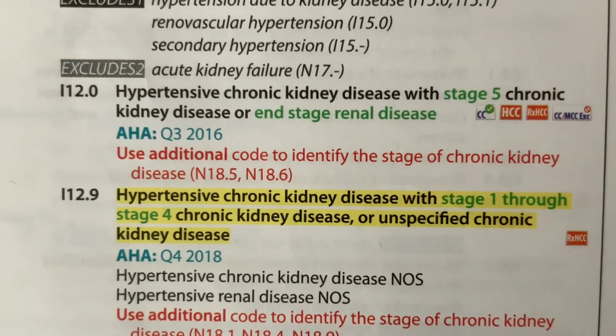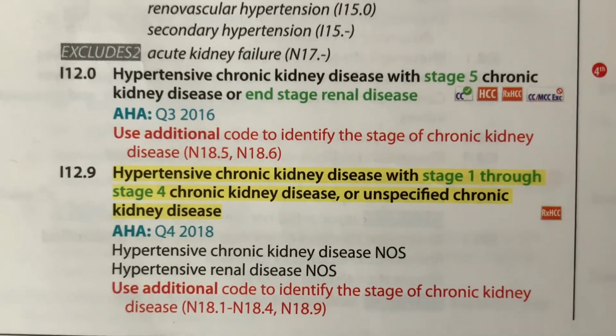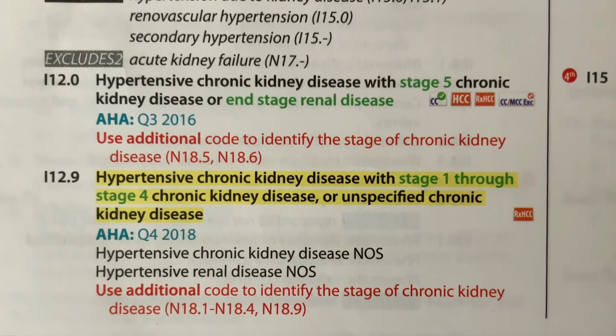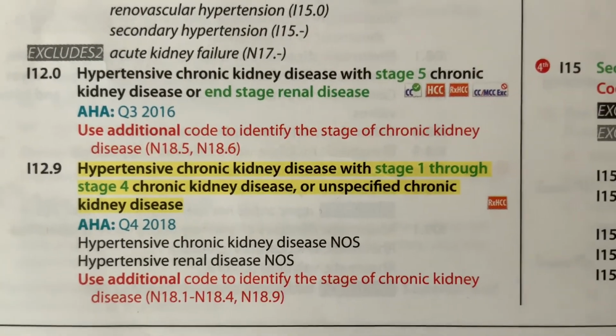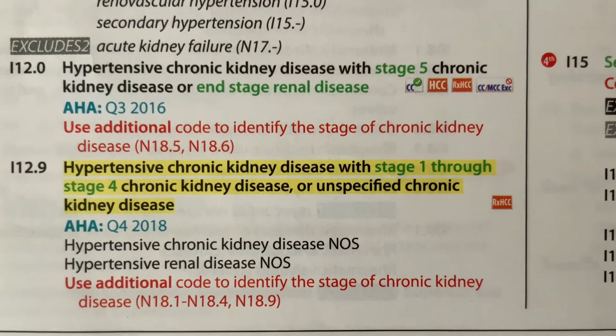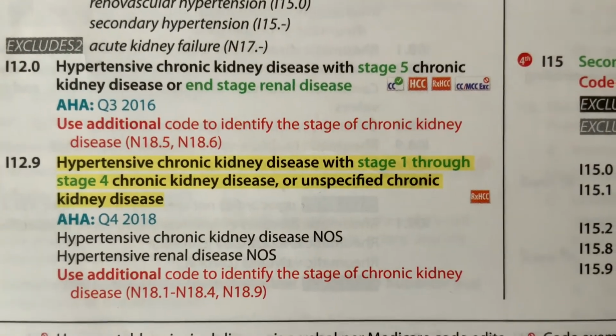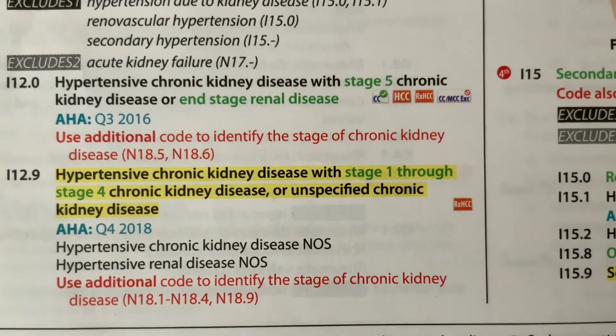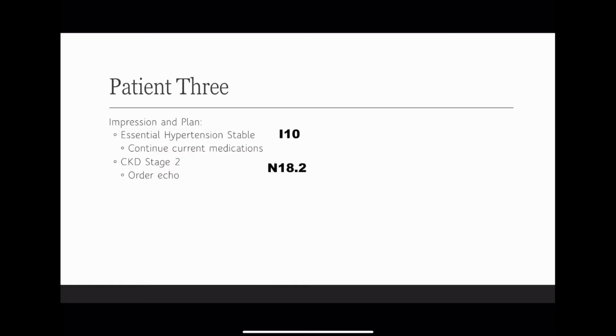There we go. I12.9, hypertensive chronic kidney disease, stage 1 through 4. And it says also use additional code to identify the stage of chronic kidney disease. And it gives you those codes in N18.1 through N18.4 and N18.9.